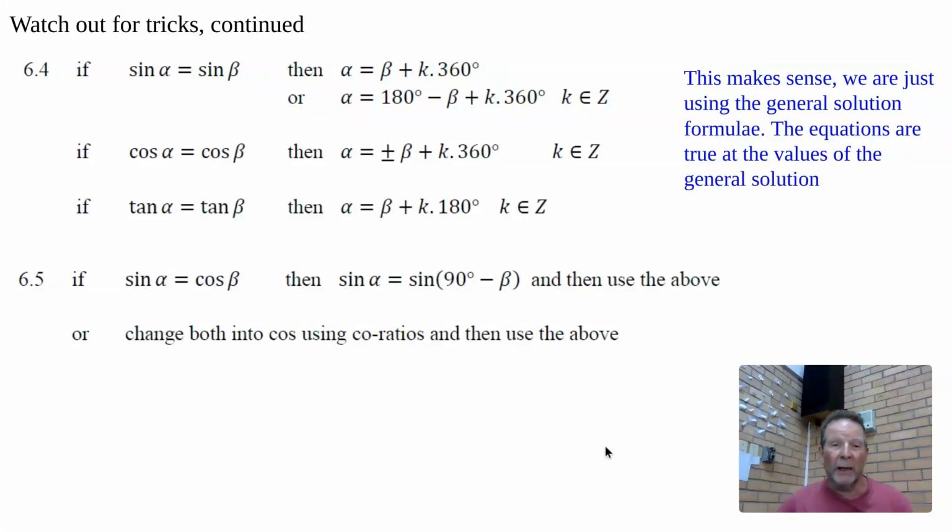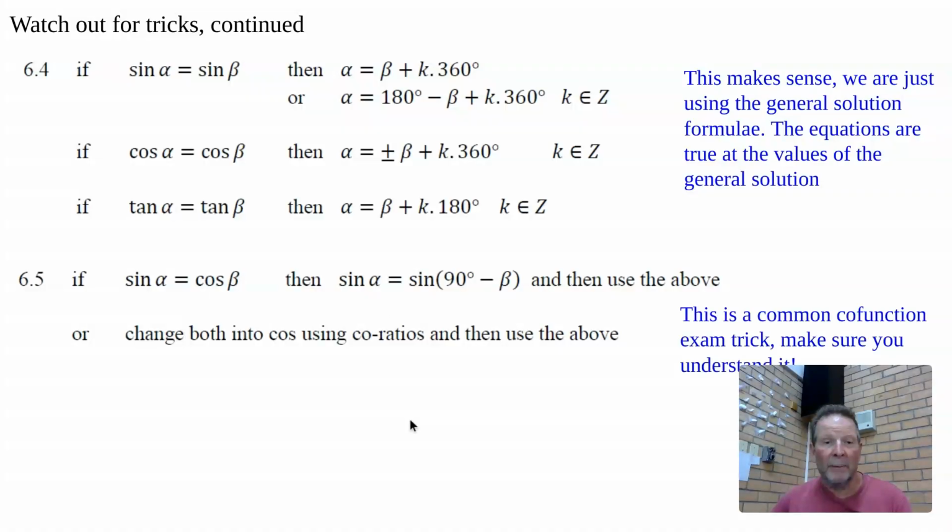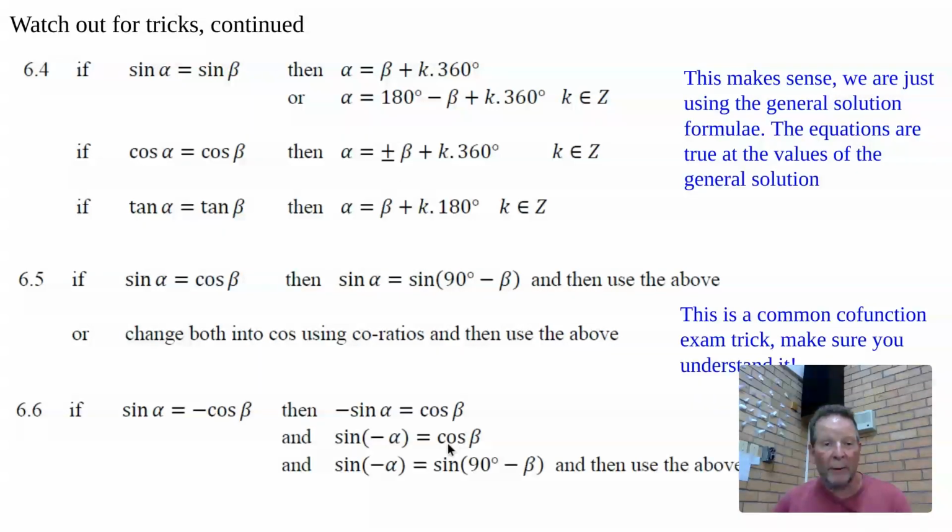Now here's some real important tricks. If you have sine of alpha equals cos of beta, what are you going to do? Well, this is one thing that you can do. Instead of writing cos beta, write it as the sine of 90 minus beta. Now you're comparing two sines that equal each other like this. And then you can just let alpha equal 90 minus beta plus k times 360. That'll be your solution.